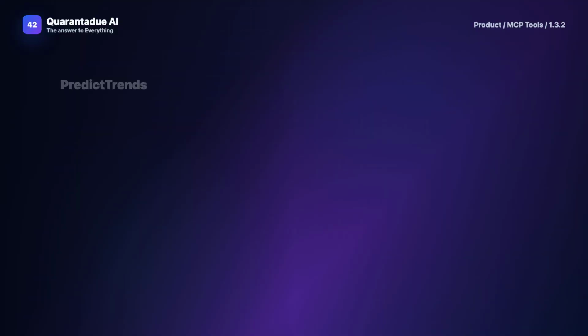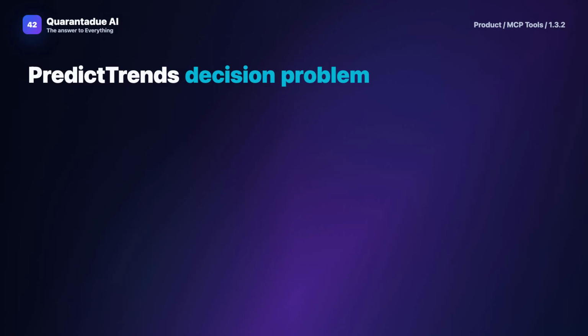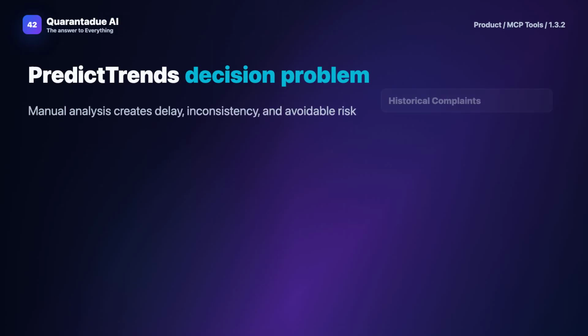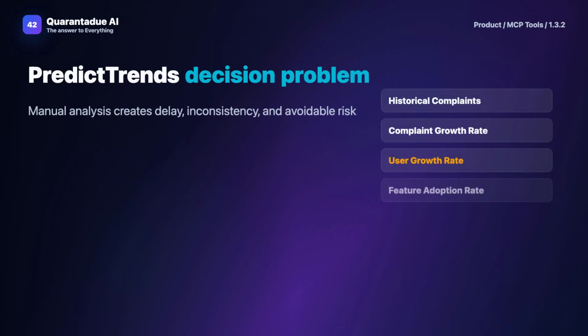The problem is that product teams often manage this workflow with scattered inputs, inconsistent review rules, and manual interpretation. Predict Trends narrows that process into a repeatable model so teams can compare cases without rebuilding the logic each time.